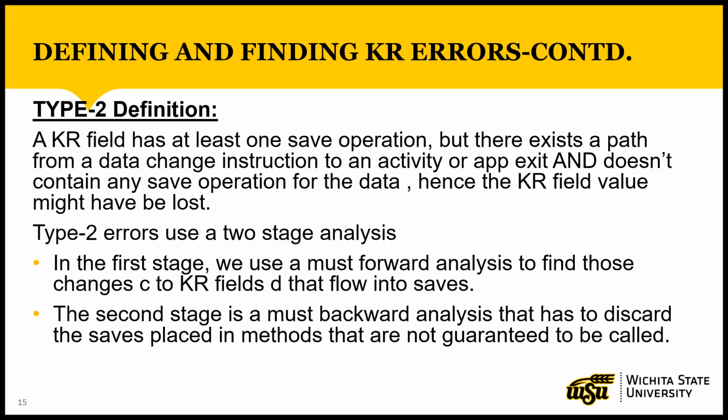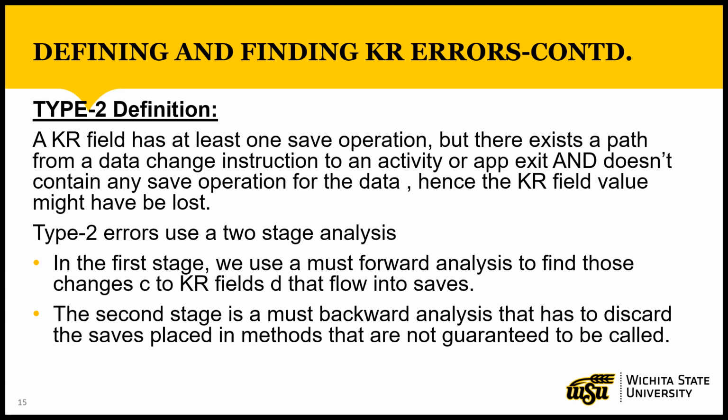Type 2. A KR field has at least one save operation, but there exists a path from the data chain instruction to an activity or app exit, and the path doesn't contain any save operation for the data. Hence, the KR data value might be lost. Where a KR field is modified while the app is running and its save operation is placed in the onPause method, which is invoked, but due to a branch condition being true, control flow will follow the then branch. Hence, again we have an exit without save and KR data is lost.